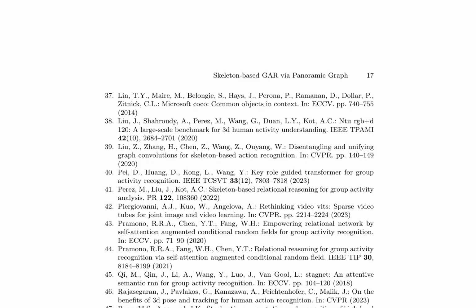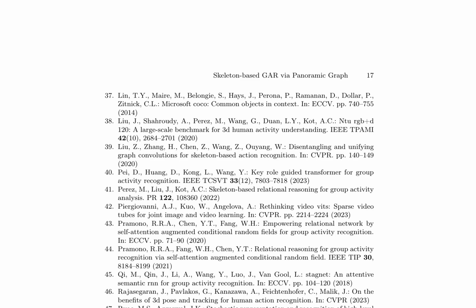This paper provides an extensive review of various techniques and models used in group activity recognition, focusing on the role of skeleton-based graph attention networks. The authors highlight the importance of understanding human interactions and group activities, which is crucial for applications such as surveillance, healthcare, and social media analysis.